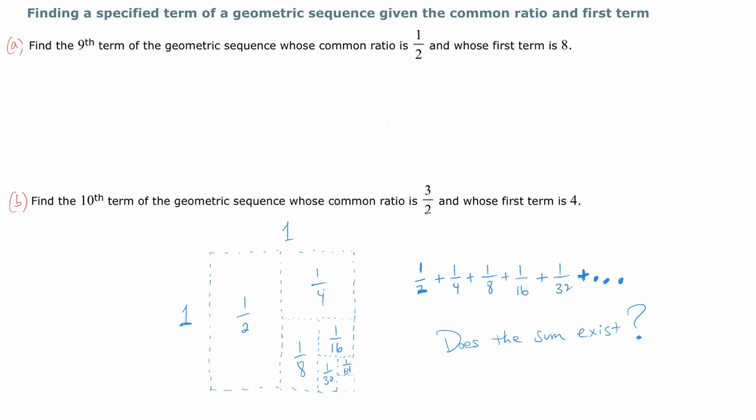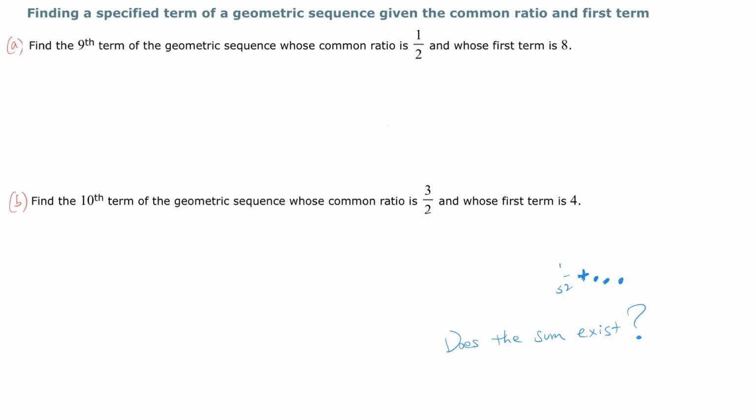Let me clean up the board here. Let's look at example A. Find the ninth term of the geometric sequence whose common ratio is 1/2 and whose first term is 8. The first thing you want to do is actually write the definition of a geometric sequence. a sub n is equal to a sub 1 times the common ratio raised to the n minus 1 power for n equals 1, 2, 3, dot, dot, dot.